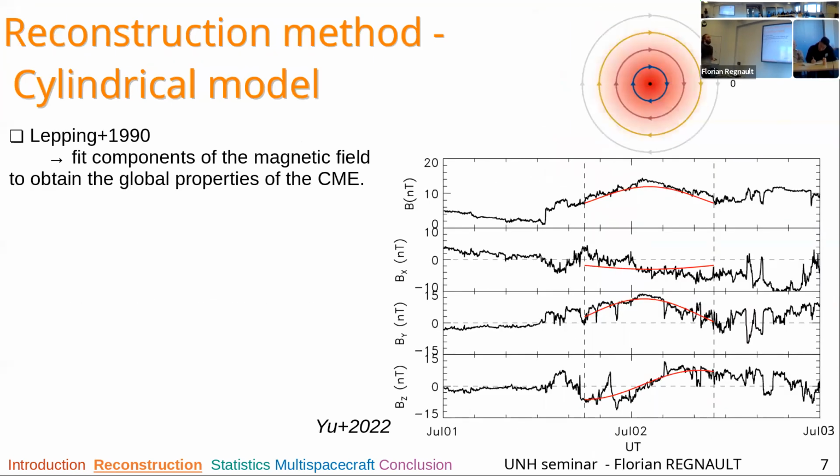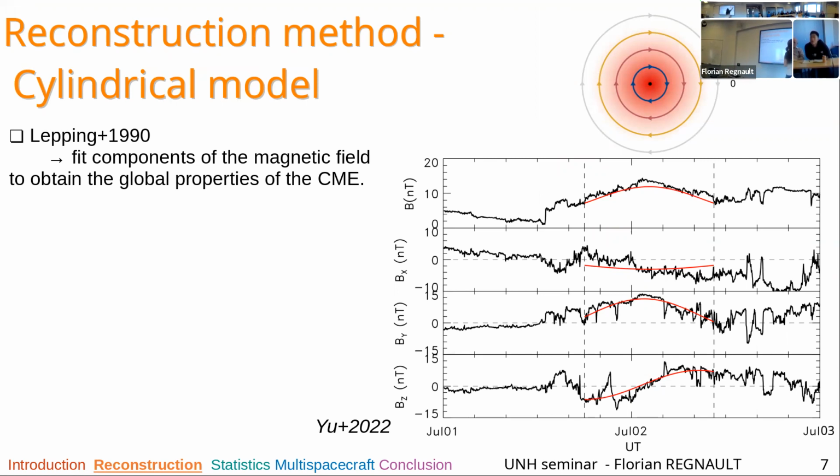So here you have the results. In black, you have the data, the different components of the magnetic field, and in red, you have the result of the fit. And here you have the cross section of the Lundquist model, where in red you have the actual magnetic field, which is in BY in that coordinate system. You can see that it matches quite well, for instance in the BZ component.